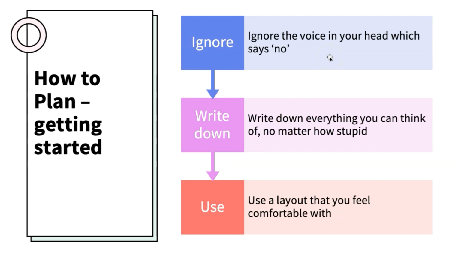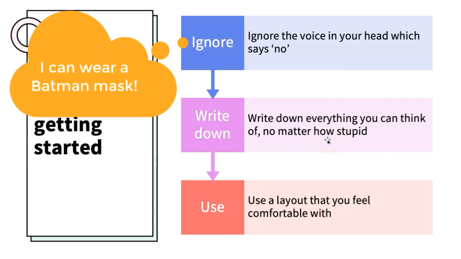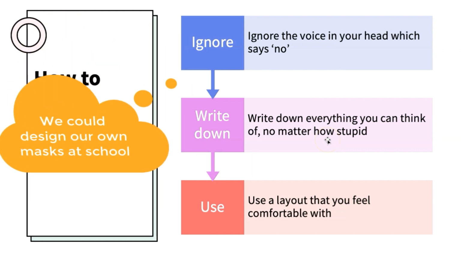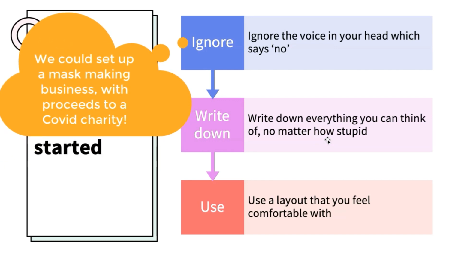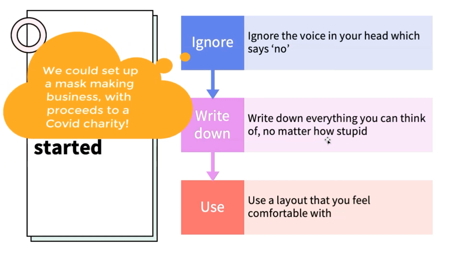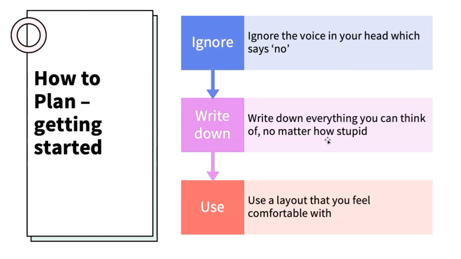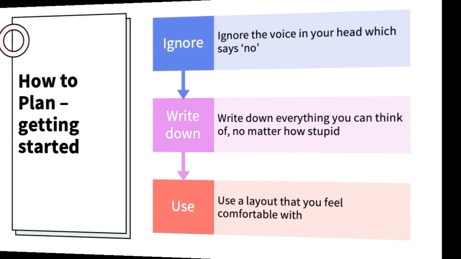You really need to ignore the voice in your head which says, no, that's a rubbish idea. In your planning, you can write down any idea, no matter how stupid it is, because writing a stupid idea will generate a better idea, will generate a new idea, and just writing at speed will give you loads of brilliant ideas by the end of your 3 to 5 minutes. Use any layout that you feel comfortable with, as I've just explained.